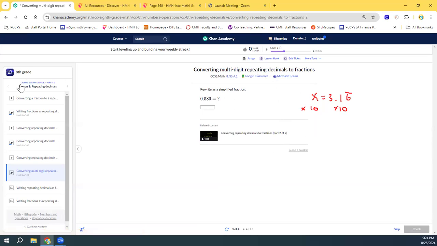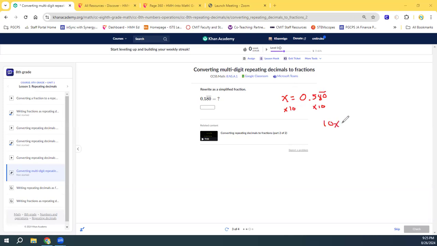So this one is a little bit different because it has two. So we'll do this. So I have 0.580 repeating, okay? And that is my x. This time I don't have any number in front of the decimal. So I have to make two equations where we have a whole number in at least one. So I'm going to multiply this one by 10.